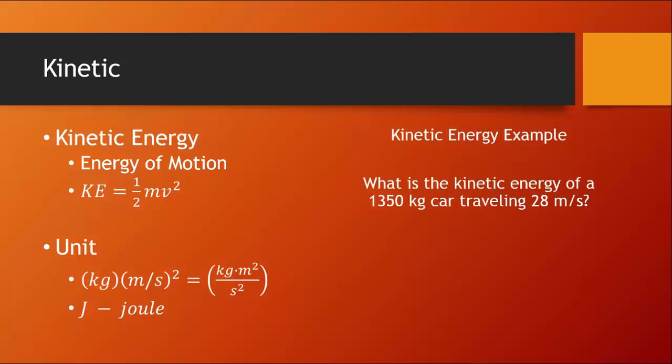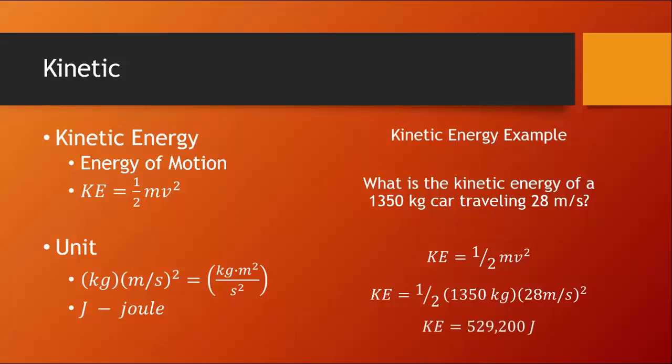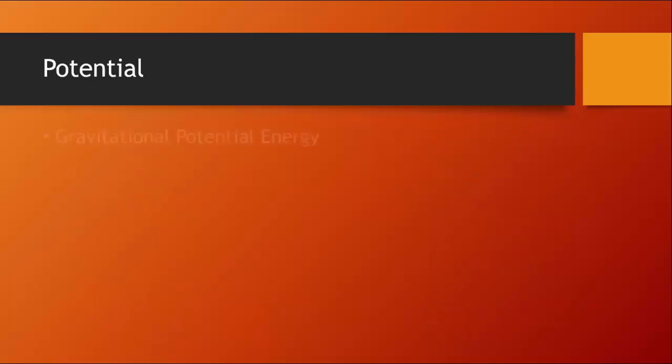Here's an example of a kinetic energy problem. What is the kinetic energy of a 1,350 kilogram car traveling 28 meters per second? As always, we'll start with the equation. We can substitute in our mass and velocity. And when we solve, remembering, of course, to square the 28 meters per second, we find that the car has a kinetic energy of 529,200 joules. The other type of energy we'll be learning about is potential energy, specifically gravitational potential energy.